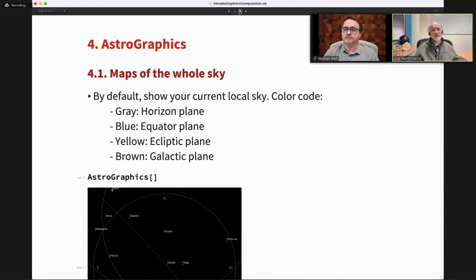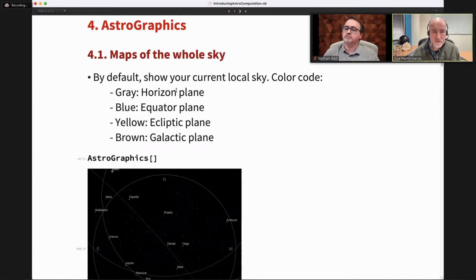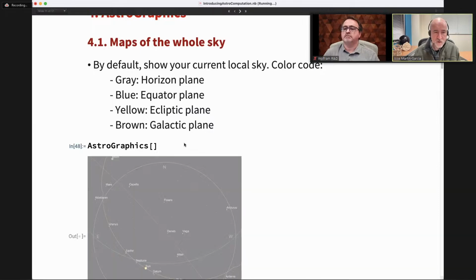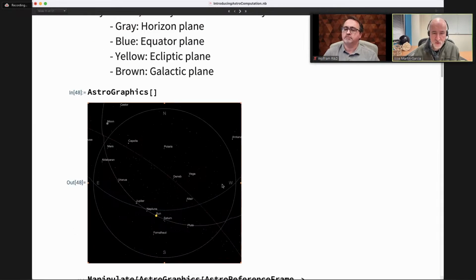Okay, so those were some examples about AstroPosition. And now we are going to be talking about AstroGraphics. So we will start with maps of the whole sky. By default, AstroGraphics is going to show you this type of map.